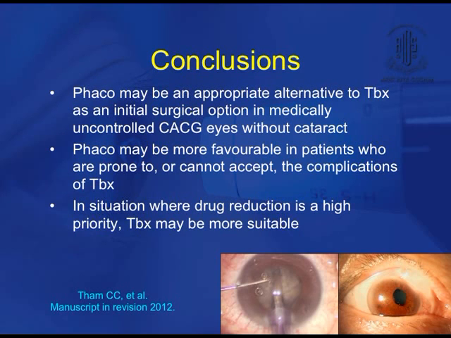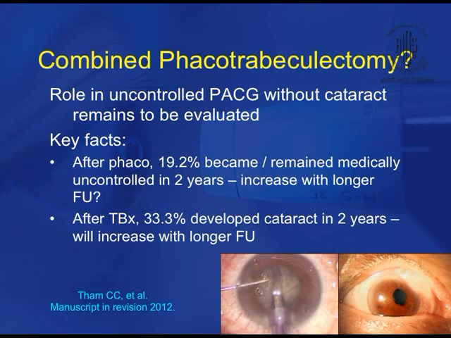So I would conclude that phacoemulsification may be an appropriate alternative to trabeculectomy as an initial surgical option in medically uncontrolled PACG eyes without cataract. Phacoemulsification may be more favorable in patients who are prone to or cannot accept the complications of trabeculectomy, while in situations where drug reduction is a high priority, trabeculectomy may be more suitable.